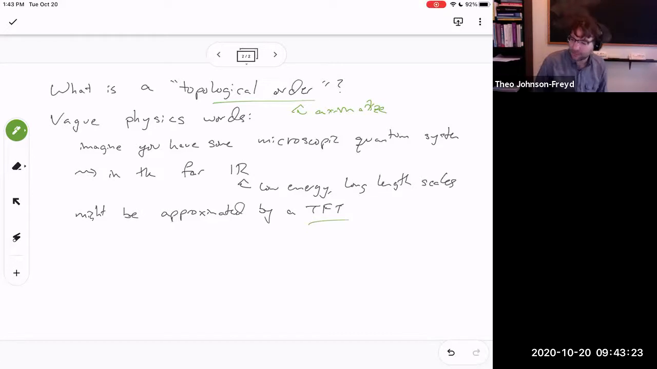So that's the vague physics words, and then it's called order because back in the 20th century there was a picture of phases of matter that involved order and disorder, and the idea that maybe something in the far IR would be ordered, maybe because it would crystallize out, maybe there would be some disorder.